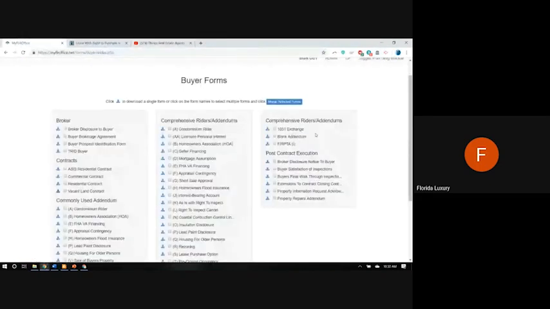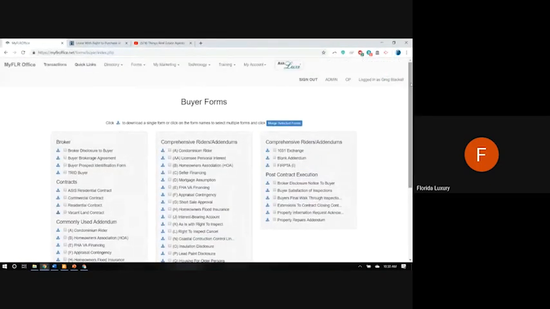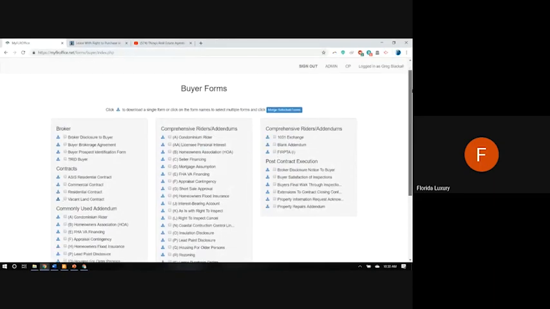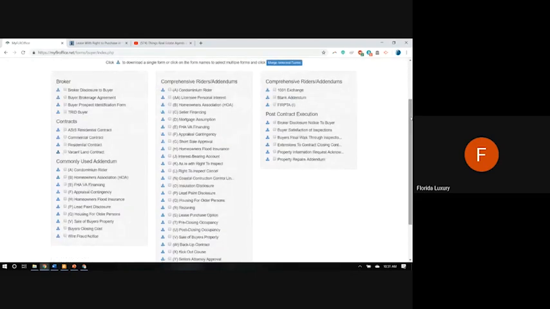All right, so what I'm going to show you first is when you go into the back office, you go into forms and you go into buyer forms, you have all of the different forms that are in here. Normally, when you're working with a buyer, you're going to use the form wizard, but I'm going to show you guys a few of these addenda real quick.